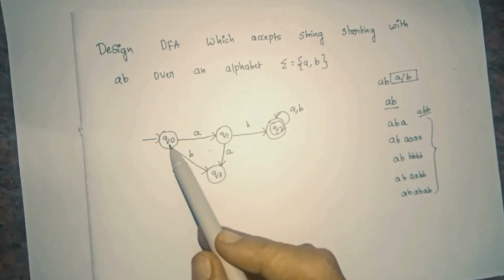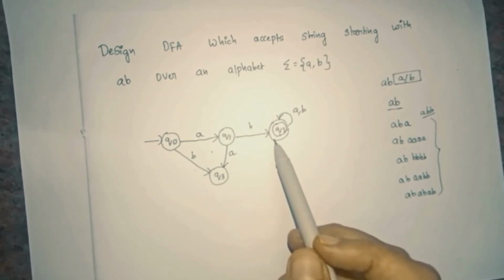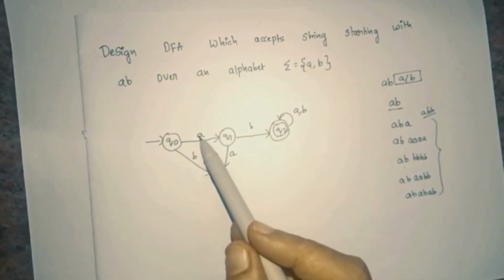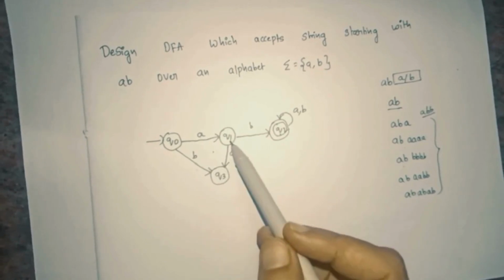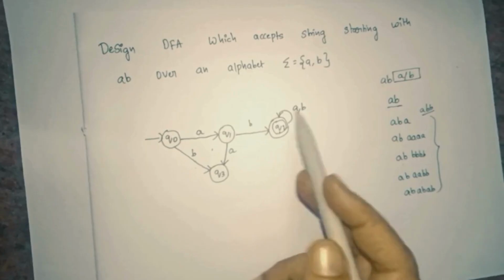Even though we are starting from the Q0 initial state, this state shouldn't reach the final state. So that is called the dead state. Now Q0 is having transitions with A and B. Q1 is having transitions with A and B. Q2 is also having transitions with A and B.